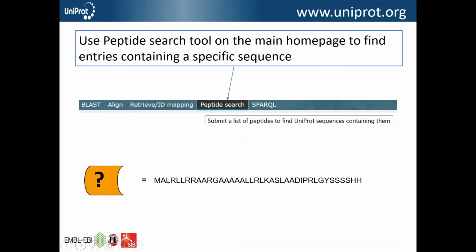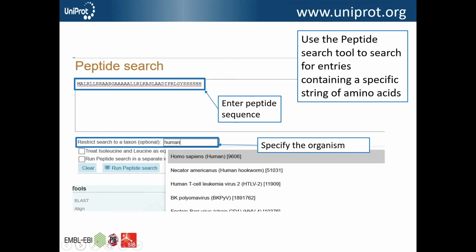Right, so to build on that, say that you don't have the gene name, you don't have the protein name, you don't have any identifiers, but you have a string of amino acids. Using the peptide search tool, you can find protein entries which correspond to a specific string of amino acids. Clicking on the peptide search function at the top of the homepage, beneath the free text search bar, brings you to a page that looks like this.